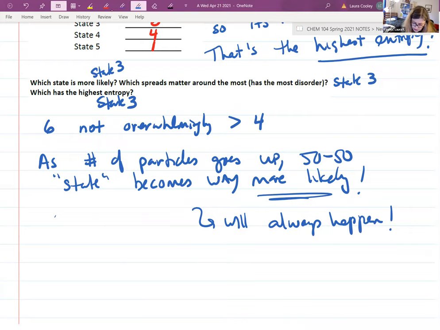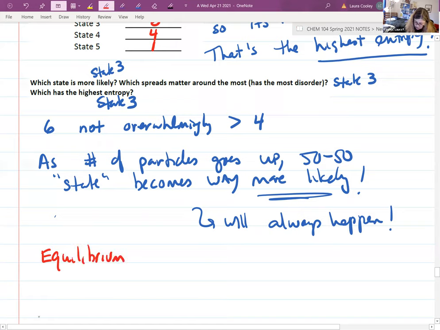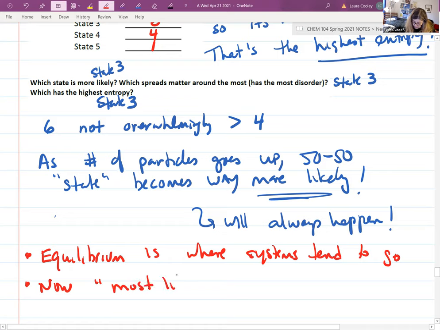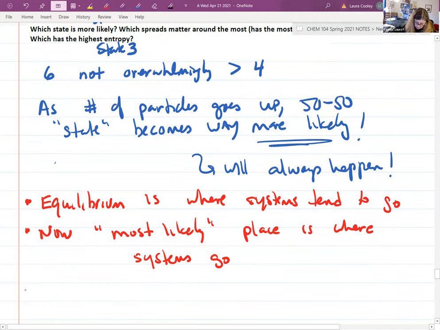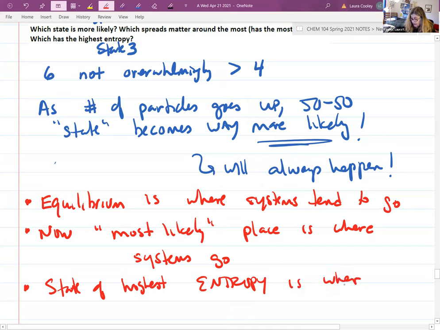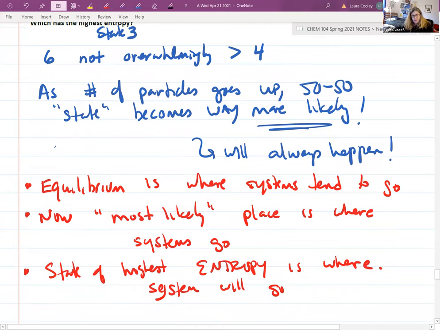So this is kind of weird, right? Because I just spent like a month teaching you about equilibrium. And I told you that equilibrium is where systems tend to go. So I already told you that. Now I'm telling you the most likely place is where the system will go. And I'm also telling you that the state of the highest entropy is where a system will go. So how do I get these all to agree?